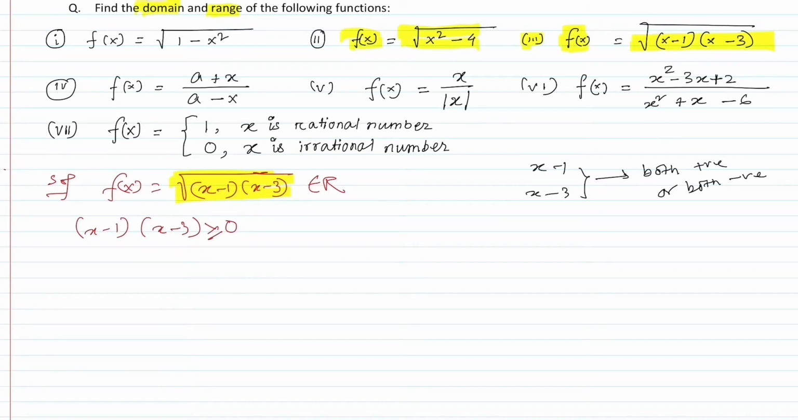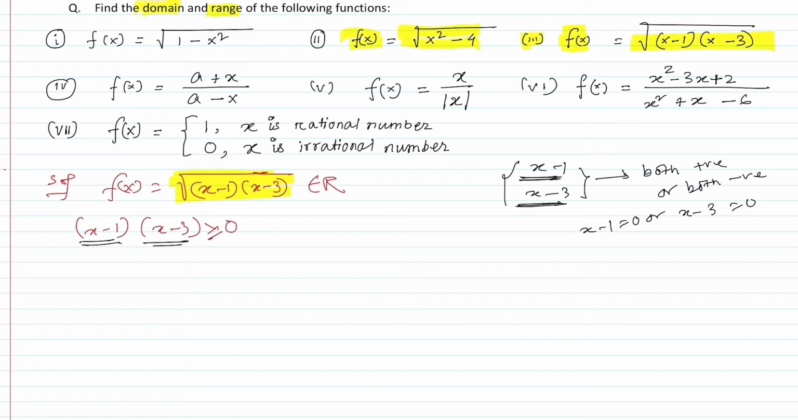Then if any one of these two is equal to 0, either x minus 1 equals 0 or x minus 3 equals 0. Now you see why both of them must be negative or both of them must be positive. Here the product of these two must be greater than or equal to 0.